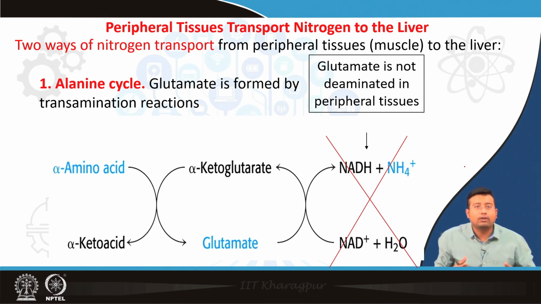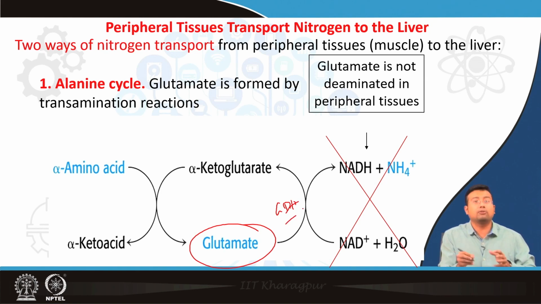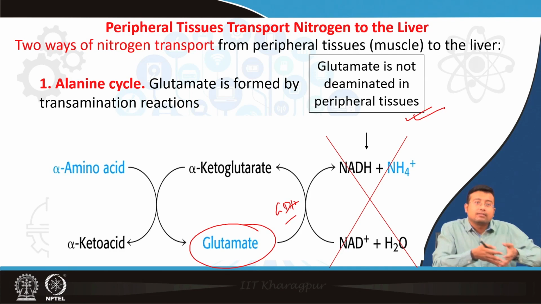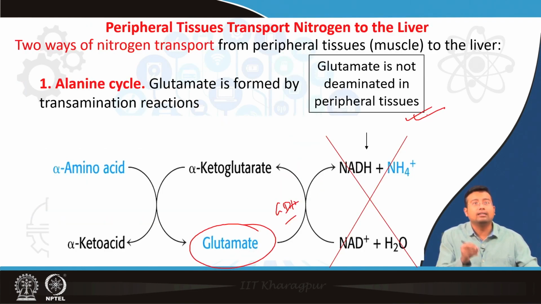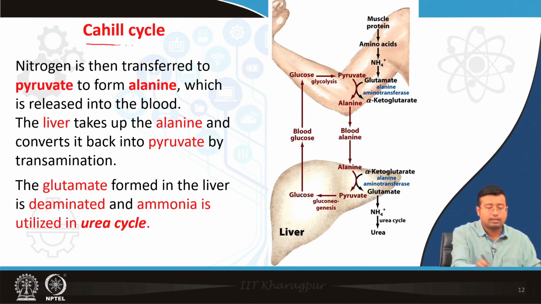One of the main things to note is that ammonia is generally produced from glutamate, that is from amino acids. This is a glutamate dehydrogenase reaction, right? So this is GDH which produces ammonia, but the problem is this glutamate dehydrogenase reaction happens only in the liver. Peripheral tissues cannot deaminate glutamate. So there has to be a way where amino acids undergo transdeamination. How? This is with the help of the glucose alanine cycle, also referred to as the Cahill cycle.